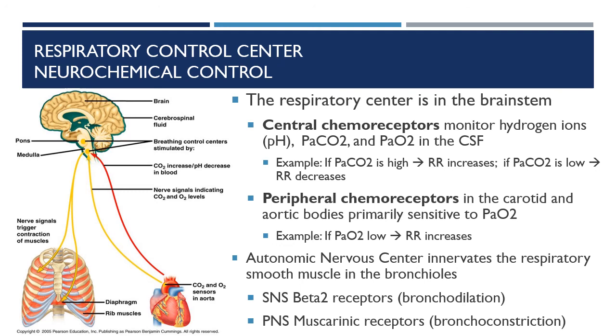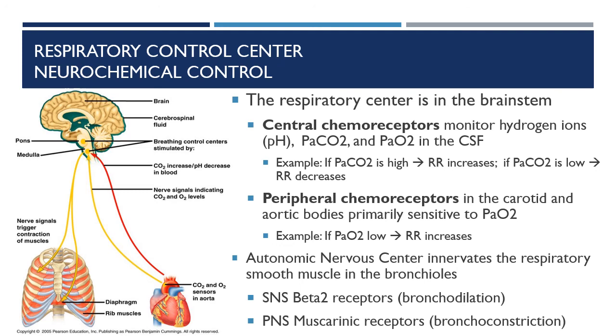Okay, so central chemoreceptors. There's also peripheral chemoreceptors that are in the large arteries of the neck, the carotids, and in the aorta. And they can sense oxygen levels, right? So if you have hypoxemia, so low PO2 in the blood, which we call hypoxemia, then that's going to stimulate increased respiratory rate as well.